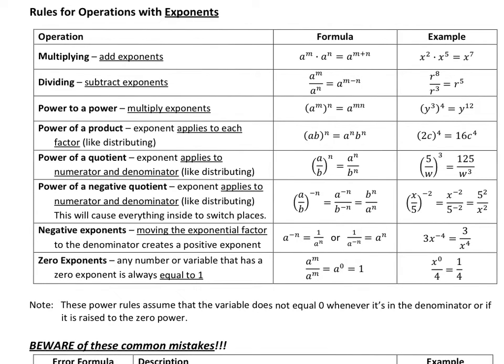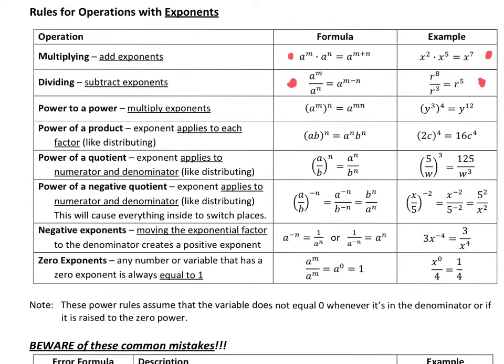So you see the first one right here, where it has a to the m times a to the nth. When we have it where our bases a and a are being multiplied, we add our exponents. And so you can see the example here, x squared times x to the fifth equals x to the seventh. Dividing, when it's written as dividing, you will need to subtract the exponents. So r to the eighth over r to the third equals r to the fifth. So again, 8 minus 3 equals 5.